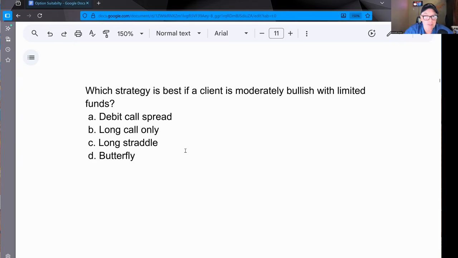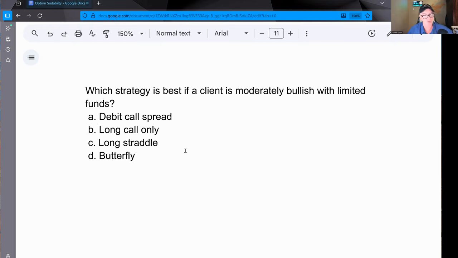Which strategy is best if a client is moderately bullish with limited funds? Okay, butterfly, no, the butterfly is hardly ever going to be the answer. Long straddle, well, you need it to move either way more than the premium. Long call only, well, that's fine. But you're moderately bullish, it means it may not cover it. Debit call spread. Remember, debit. I can't say this enough. Spreads want limited gain, limited loss. So they're not looking for big moves. They're looking for small moves, okay? So moderately bullish with limited funds, the debit call spread. Because remember, you're buying a call, paying the premium, then you're selling a call and using the premium you got to reduce what you paid, right?